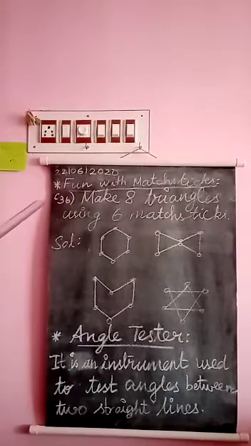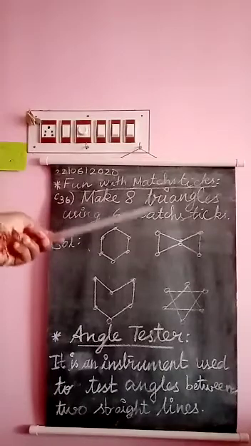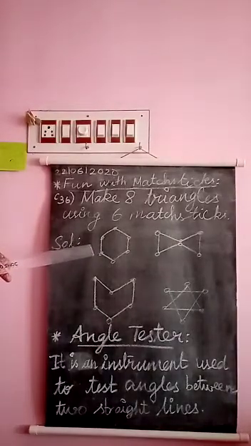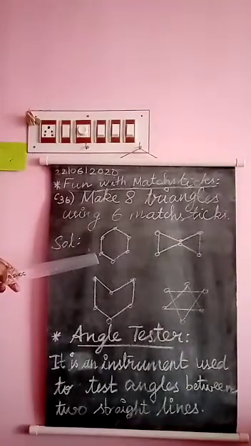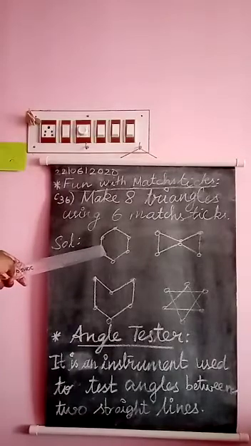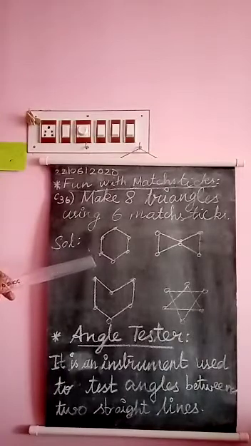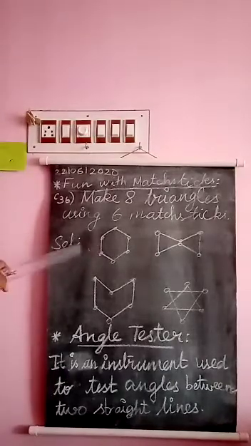Look here, C36. Make 8 triangles using 6 matchsticks. Okay, so we have 6 matchsticks in our hand and we have to make 8 triangles out of that. Now let us arrange one by one and see. First thing I can arrange using 6 matchsticks is a hexagon. But are there 8 triangles here? 6 matchsticks are here, but are there 8 triangles? No, so this is not possible.